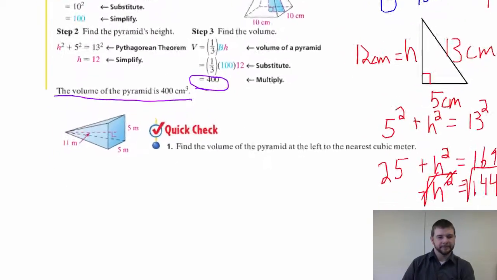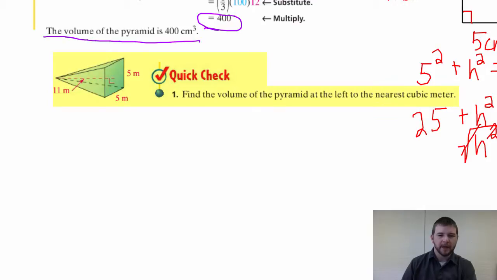Very good. And a quick check. Number 1, find the volume of the pyramid at the left to the nearest cubic meter.